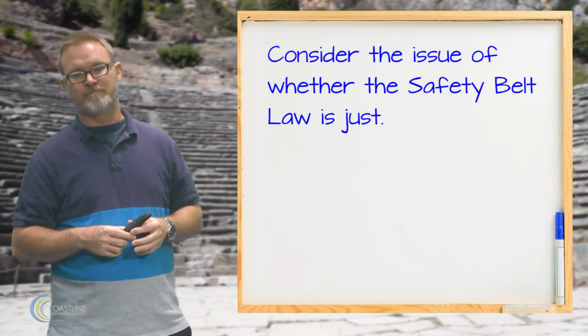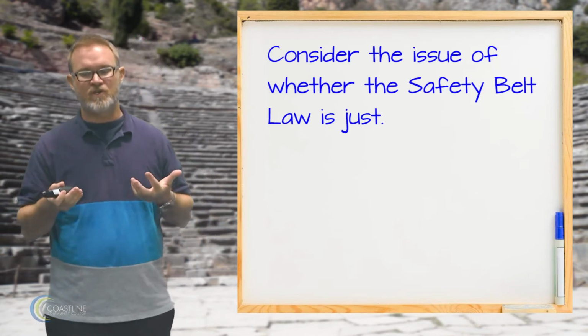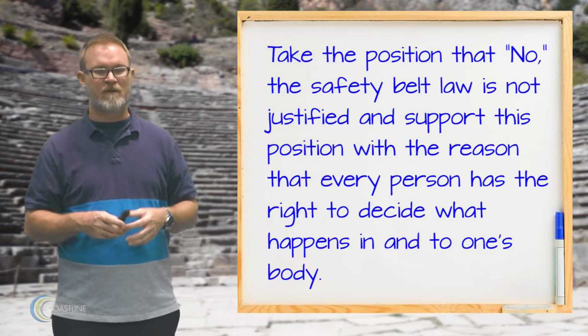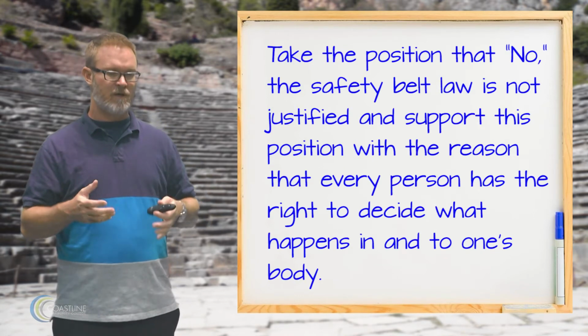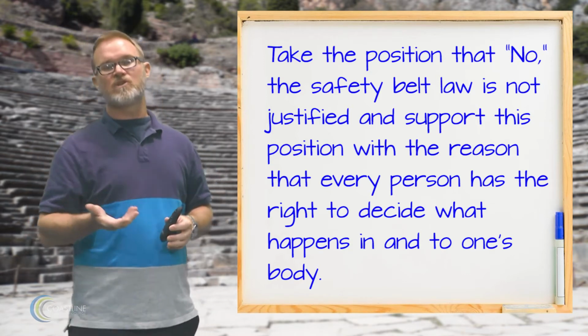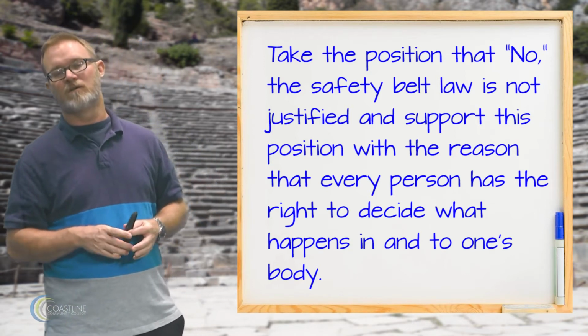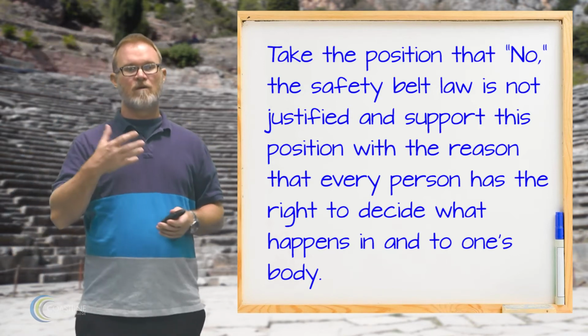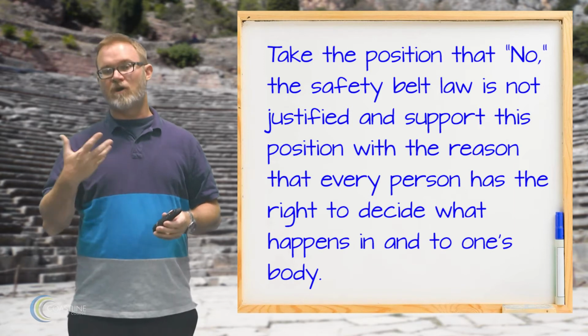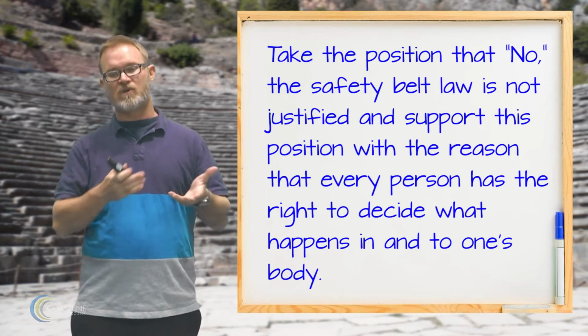So that's the question. Now, I'm going to take the position, right? I don't actually agree with the position, but I'm going to take it, right? Just to show you guys how the argument process works. So I'm going to take the position that no, it's not justified, right? And again, my position then is that the safety belt law is not justified. To make an argument, what I have to do is back that position up with a reason.